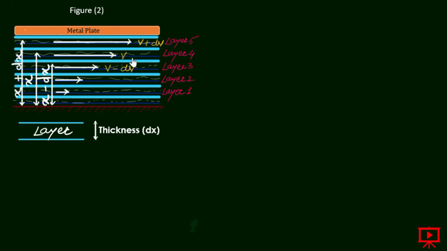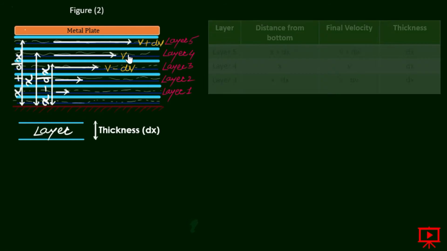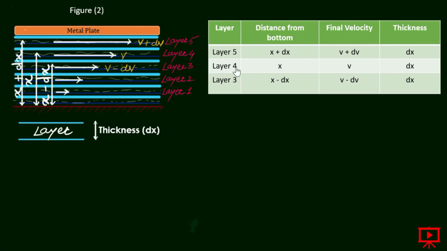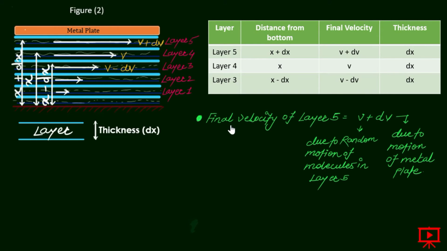Now layer 4 has only v velocity. Now how does this come? For that, let's look at this table. In this table, we observe that layer 4 has final velocity v. It has a thickness dx, just like the thickness for layer 5. Now we will understand the meaning of this v plus dv, v and v minus dv concept.